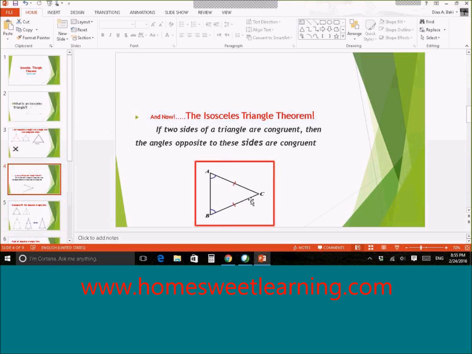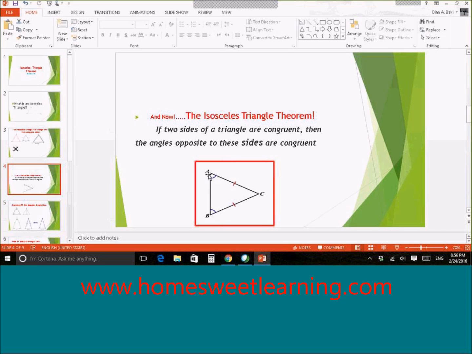Similarly, if I'm standing at BC and looking in front of me, what is facing me is angle A. So angle A faces side BC. And since AC is congruent to BC, then angle A is congruent to angle B. That's what the theorem says. If two sides are congruent in a triangle, then the angles facing them are also congruent. And in our lesson today, we are going to prove this theorem. First explain it and then prove it.